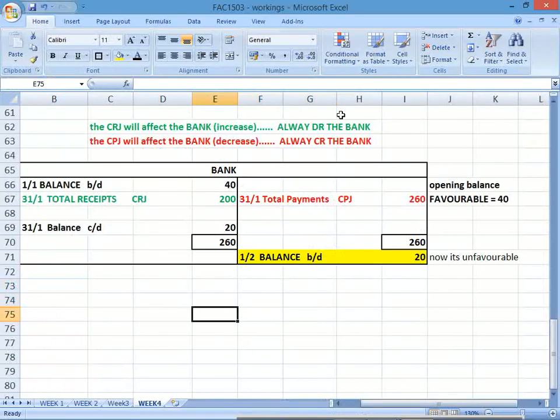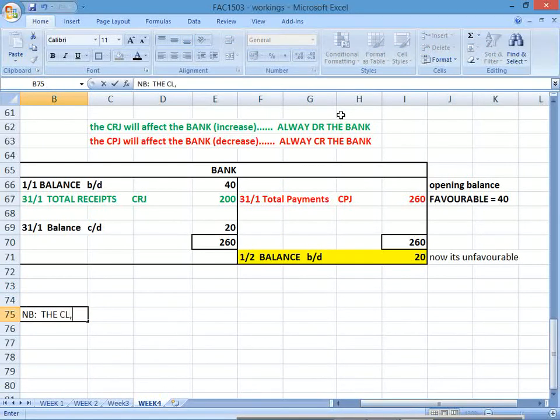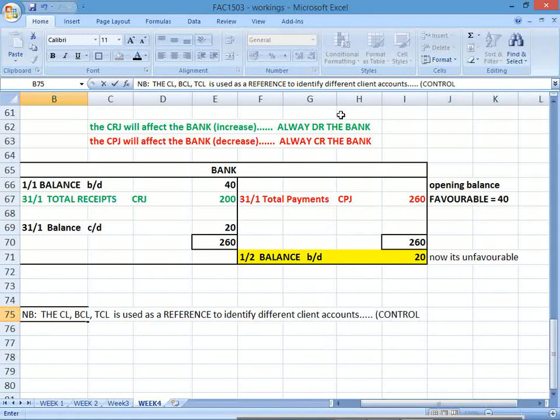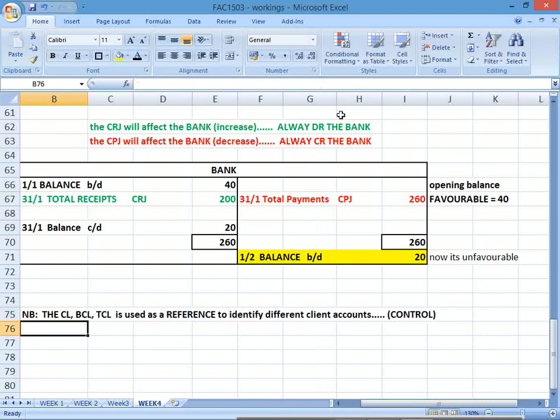Right, so just to add a note here, NB. The CL, comma, the BCL, comma, the TCL is used as a reference to identify different client accounts. Okay, it's a form of control. We can put the word control there. Right, that's the reason why you're identifying three separate ledgers.